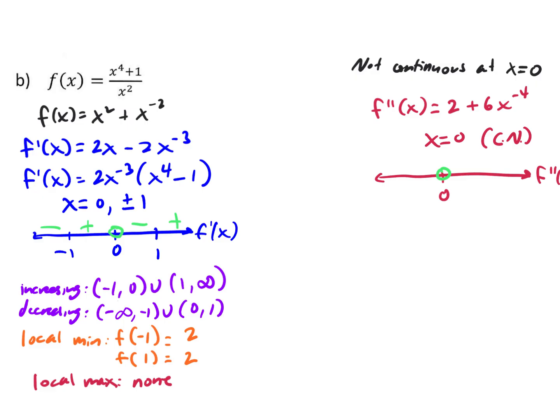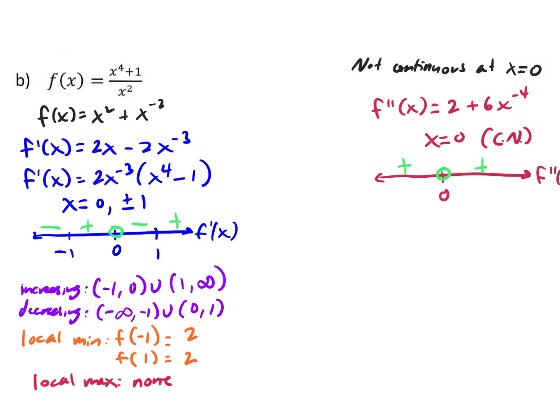Now, when we look on either side, again, remember what we're thinking about. We're thinking about this as 2 plus 6 over x to the 4th. Can this thing ever be negative? No, because I'm raising something to the 4th power, which means it's positive on both sides. Okay? So it's always concave up.